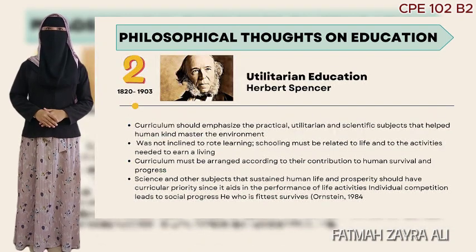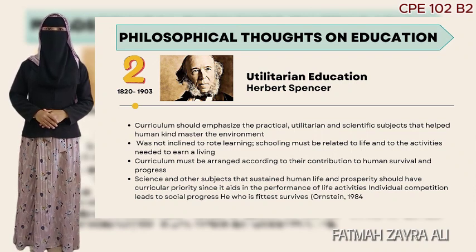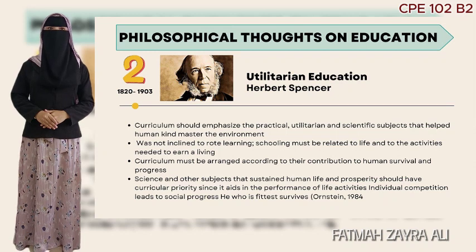Number 2. Herbert Spencer, 1820 to 1903. Utilitarian education. Spencer's concept, survival of the fittest, means that human development has gone through an evolutionary series of stages from the simple to the complex and from the uniform to the more specialized kind of activity. Social development had taken place according to the evolutionary process by which simple homogeneous societies evolved to more complex societal systems.